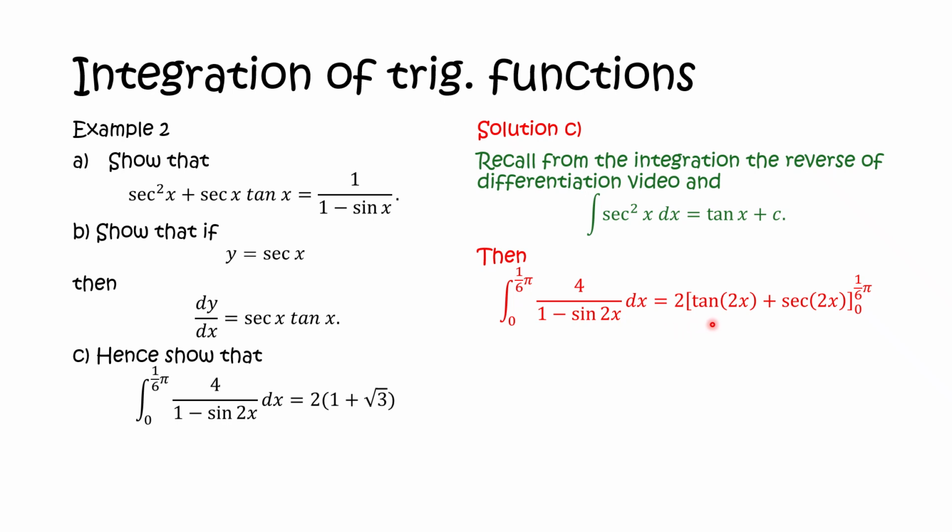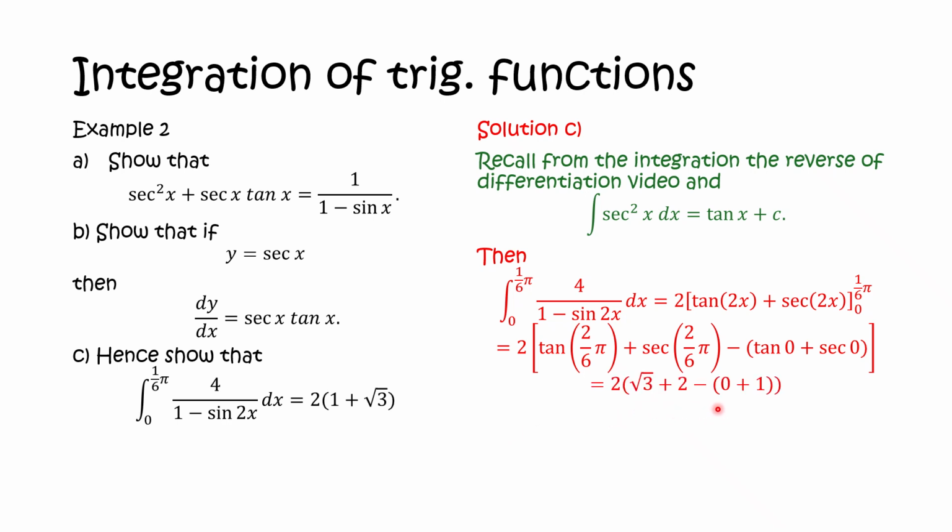minus sine 2x, this is going to become 2 times all multiplied by the 2 tan 2x plus sec 2x, and of course keeping the limits for now. We go on to substitute the limits, starting of course with the upper limit and subtracting the lower limit. So with that, we are going to have this bit. Then simplifying further, we are going to have 2 times root 3 plus 2 minus 0 plus 1, because when we evaluate this at those particular limits, that is what we would get.